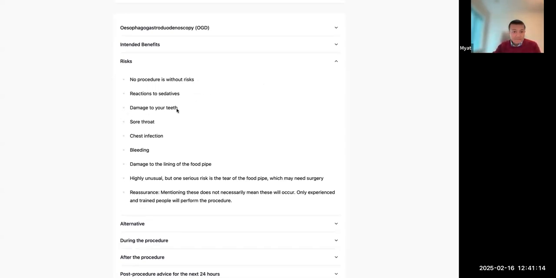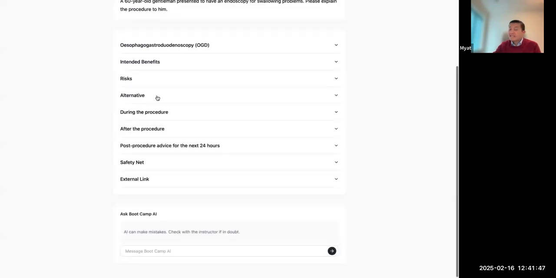Reaction to the sedatives, damage to your teeth, sore throat, chest infections, bleeding, damage to the lining of the food pipe. Highly unusual but one serious risk is a tear of the food pipe, which may require surgery. And towards the end of mentioning the risks, always mention the reassurance. Mentioning these doesn't necessarily mean these will occur. Only experienced and trained people will perform the procedure. Always make a habit of reassuring towards the end as well. One of the questions the patient could ask is, is there any alternative? What's the alternative to the OGD?